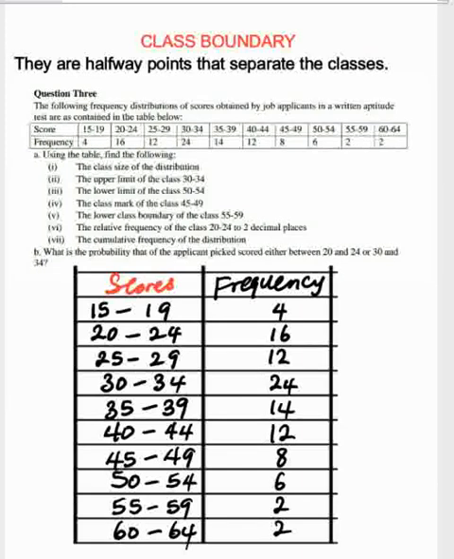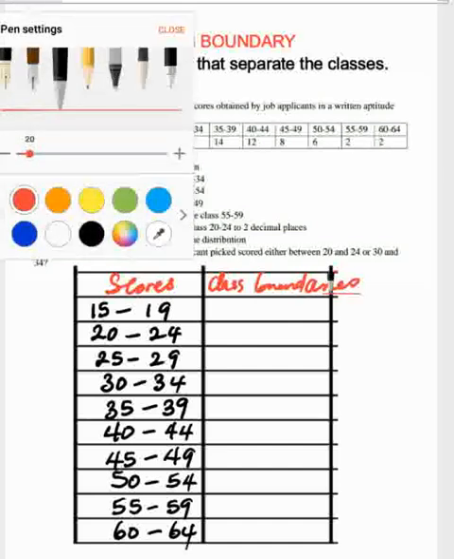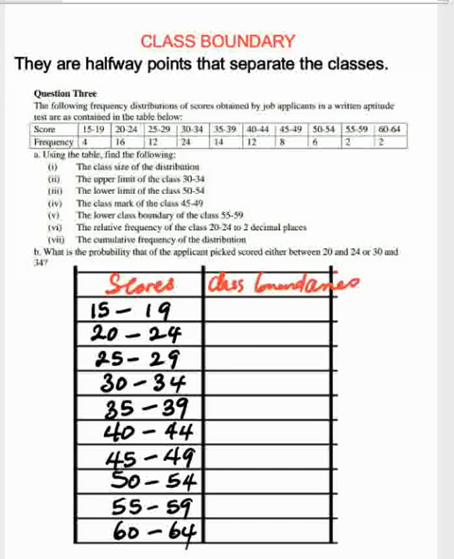Now, the class boundary. The class boundaries are halfway points that separate the classes, and what we mean by this is very simple. Sorry, we have to wipe off this frequency and then put some class boundary here. So the class boundaries, remember we have the lower class boundary and the upper class boundary. Like the question number 5 here is to find the lower class boundary of this very class.